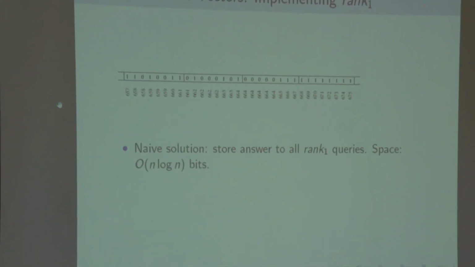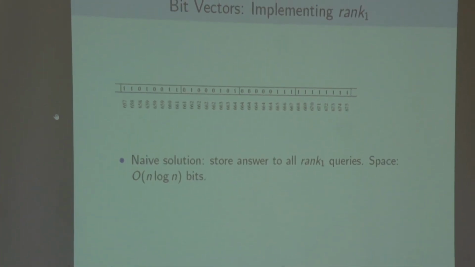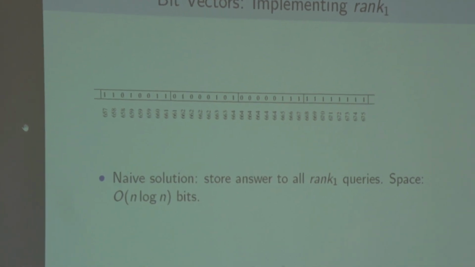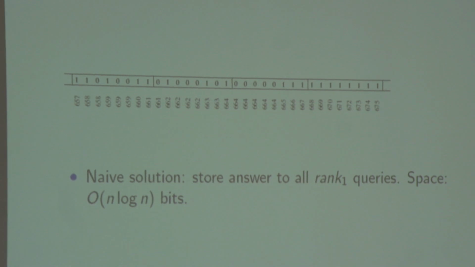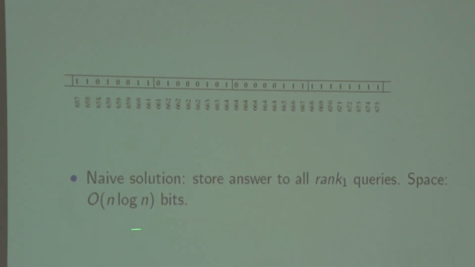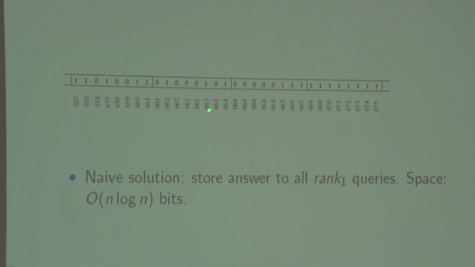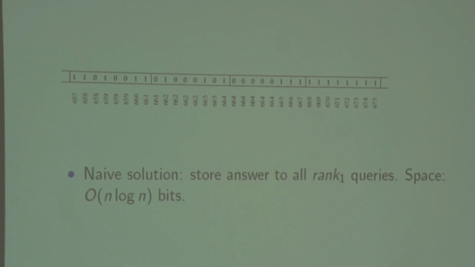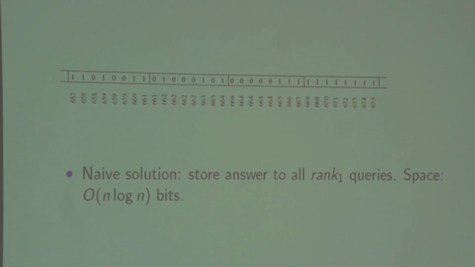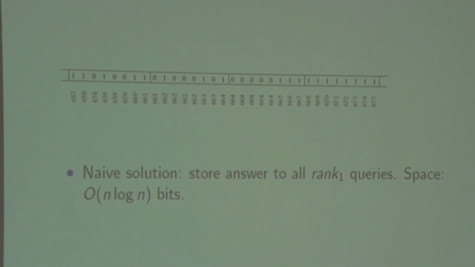So the naive solution is, okay, you want to count the number of ones, so let me actually write down the number of ones. For the ith position, I just write down how many ones there are from the beginning. This is not very good because this requires n log n bits, because each of these numbers requires potentially log n bits to write down. And if you did this on a real computer, you got a bit vector of n bits, and your rank counts are 64 n bits, and that's a bad usage of space.